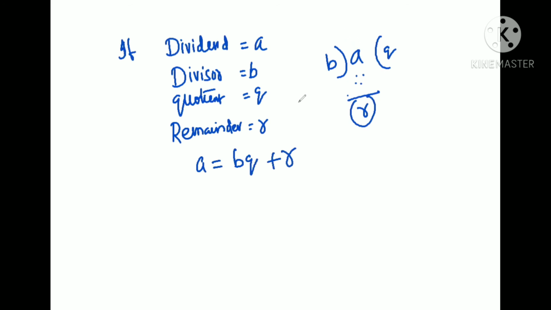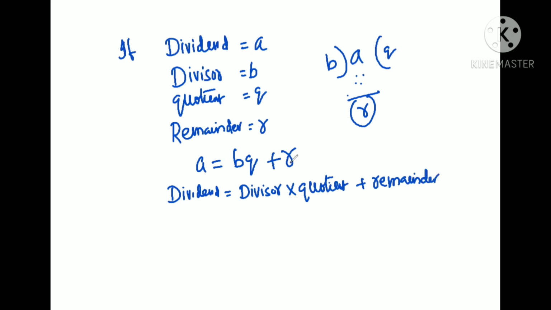Dividend is equal to divisor into quotient plus remainder. So here R is greater than or equal to 0 and R is less than B. That means remainder is greater than or equal to 0, but remainder is less than divisor.